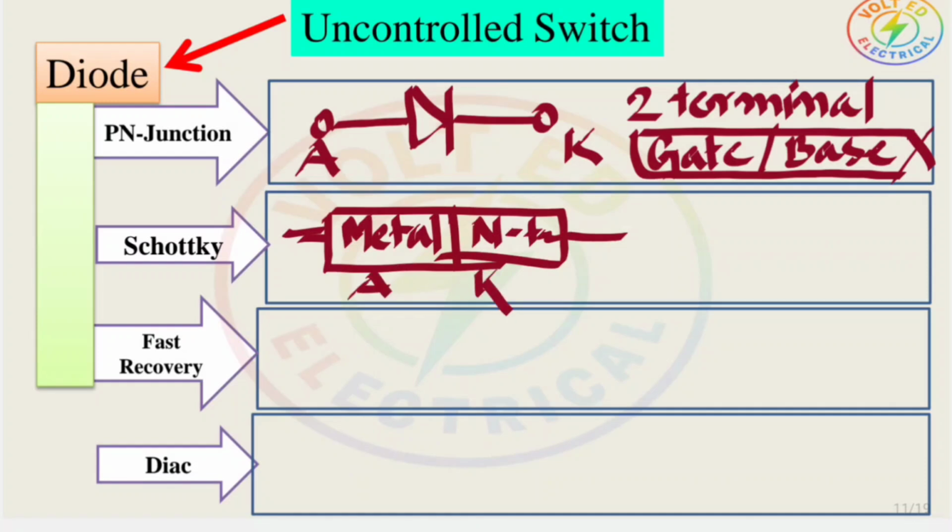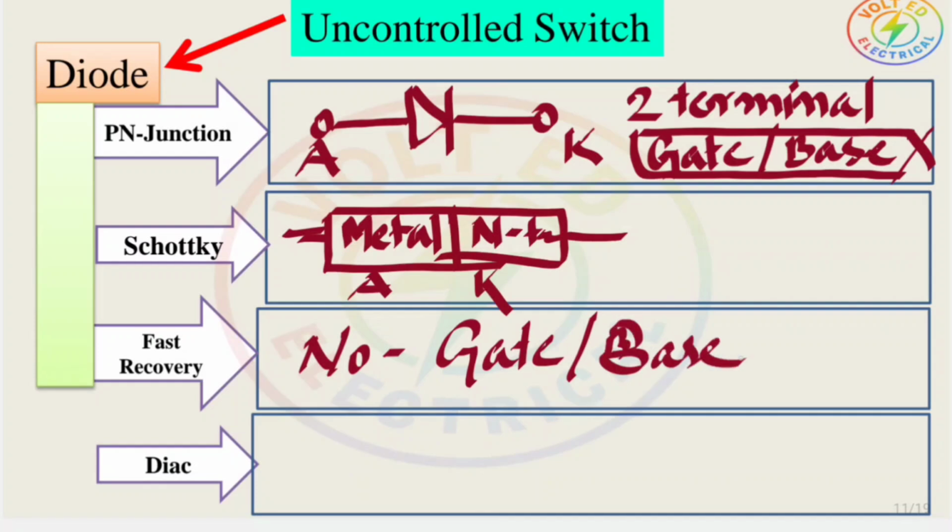So that's why it is not possible to control by using that third terminal. So that's why this Schottky diode is also called an uncontrolled switch. Now if we talk about the fast recovery diode, that is similar to these two devices, the PN junction diode and the Schottky diode. In these also there is no third terminal, no gate or base, so we cannot control any of these three devices, including the fast recovery diode. So that's why this is also an uncontrolled device.